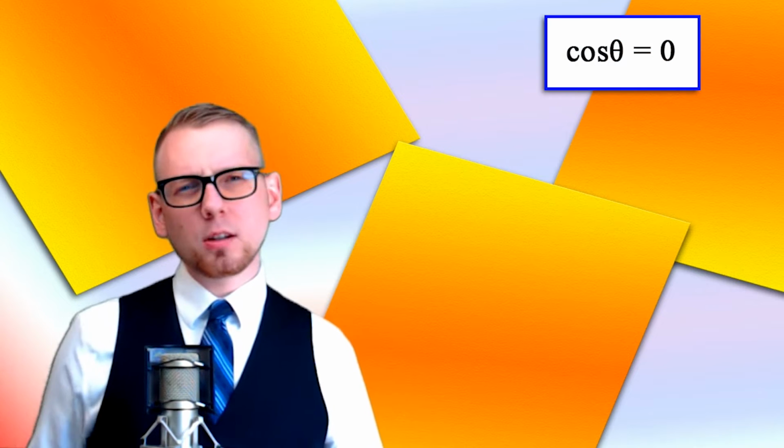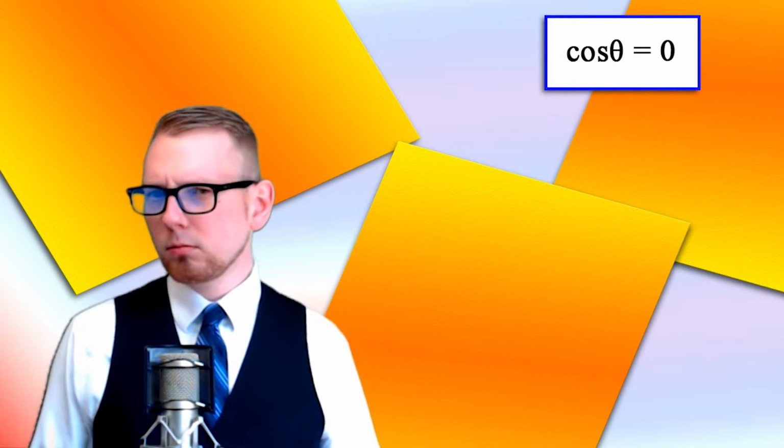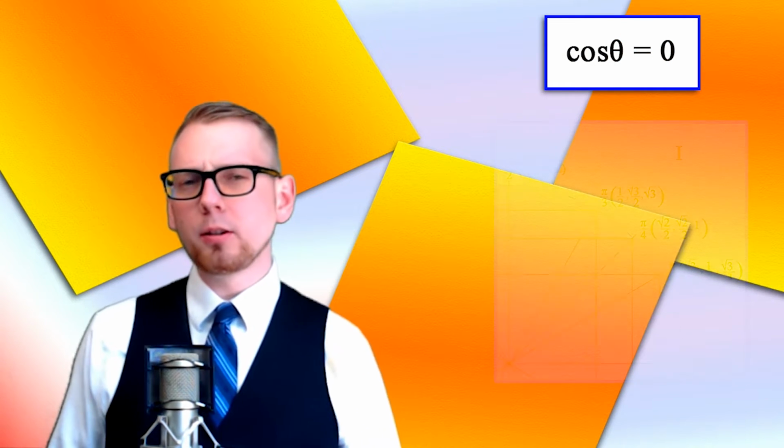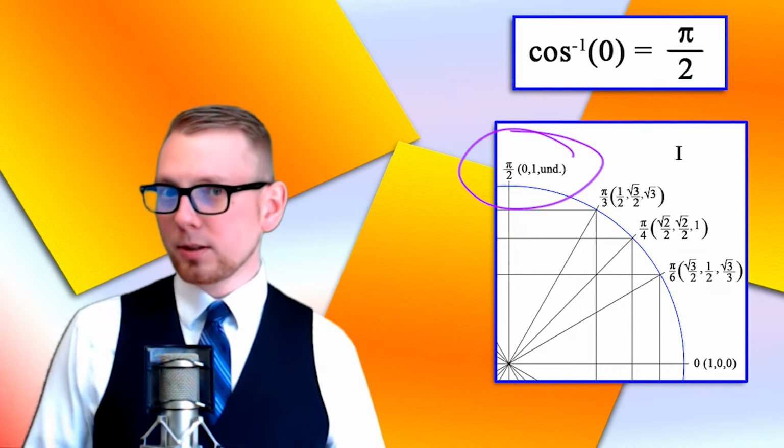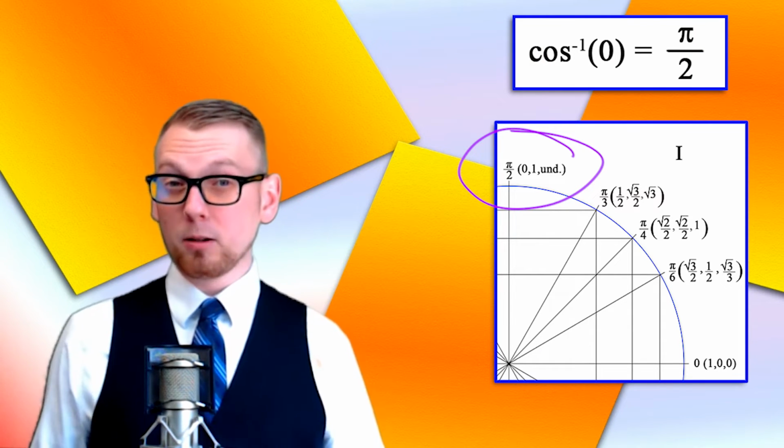Cheers. Finding the principal values is kind of like thinking in reverse. For example, what angle makes cosine equal to 0? Well, if we take a look at our unit circle, cosine is equal to 0 when the angle is pi over 2. So cosine inverse of 0 is equal to pi over 2.